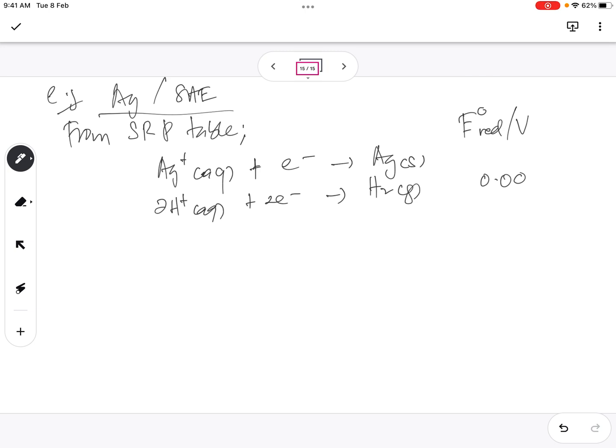Berapa, ulang kuat sikit. Berapa? Positif? Positif 0.80. Okay, thank you. Positif 0.80. Okay, sekarang anda boleh bagi tahu saya, anda rasa siapa anode?